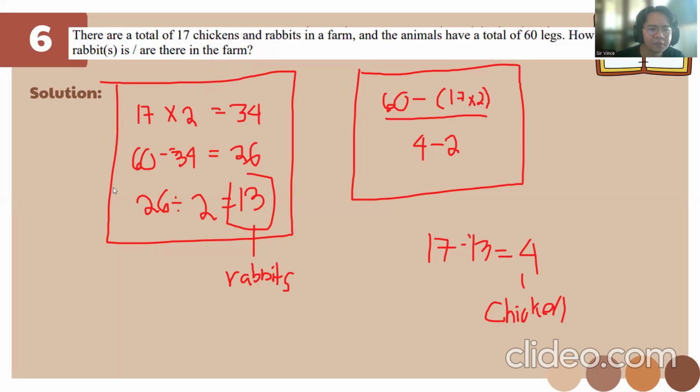Could you please help to explain? The one number 1 is actually 17. 17 is not the number of chicken. 17 is the overall count of chicken and rabbits. Question number 1 is a typo, ma'am.